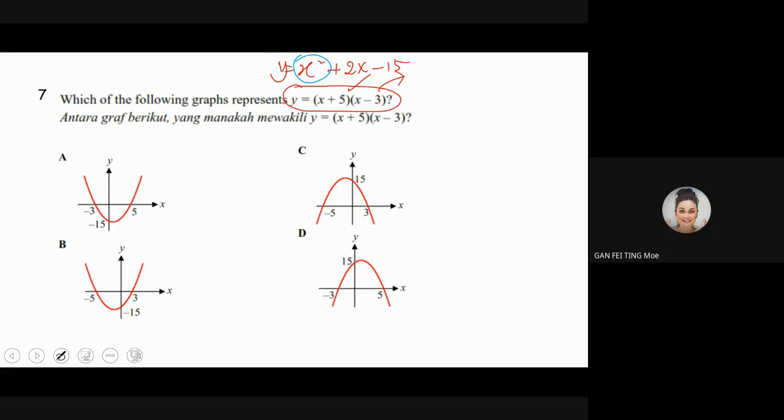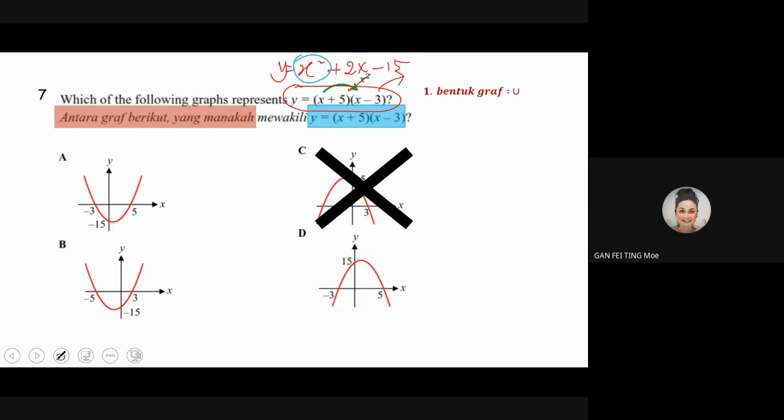Your a is positive. Quadratic graph, your a is positive. So what do you get? U shape or N shape? Positive means very happy. When you're happy, what do you do? You smile. So what shape? Anyone? U shape. Very good. When you know that it is a U shape, immediately your C and D, you cross out. Now leaving A and B as your choice.